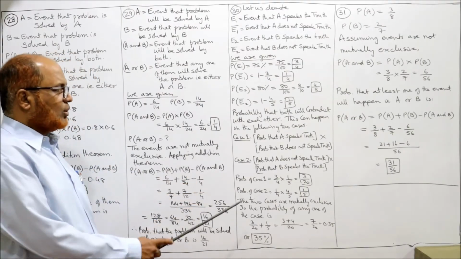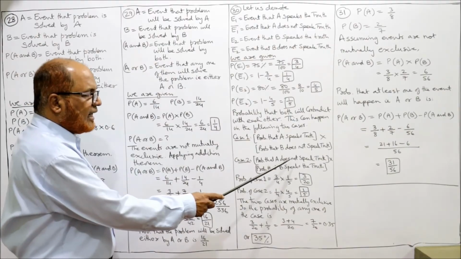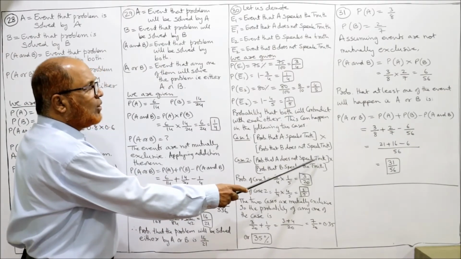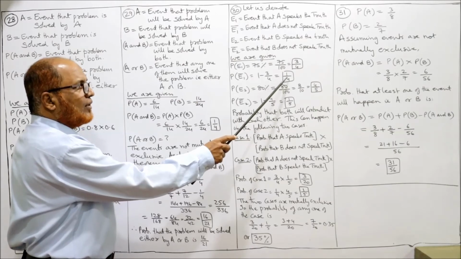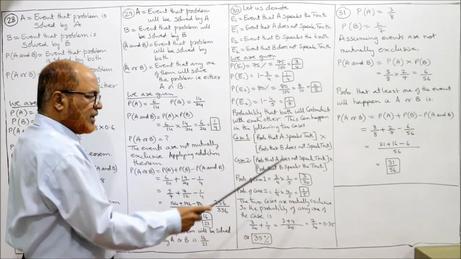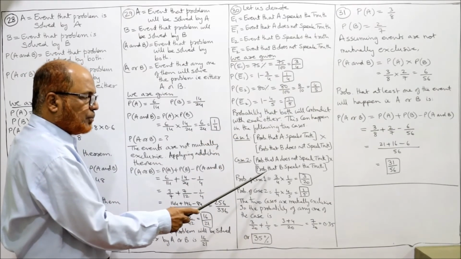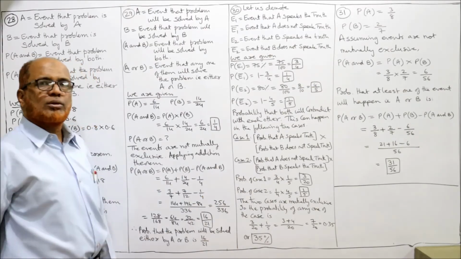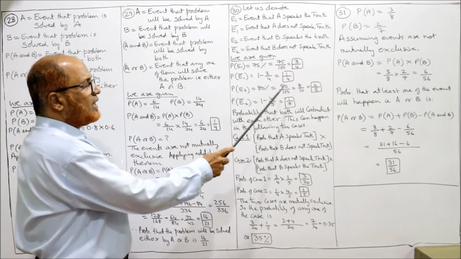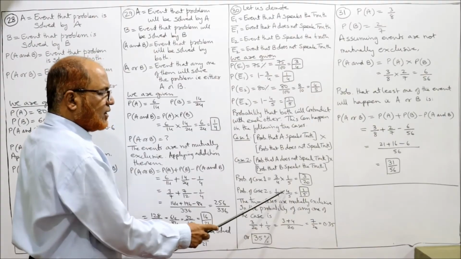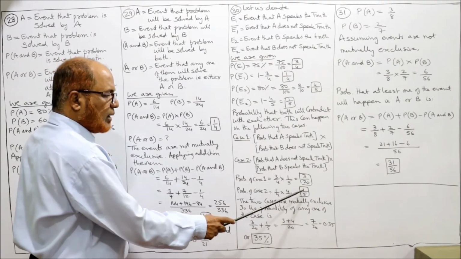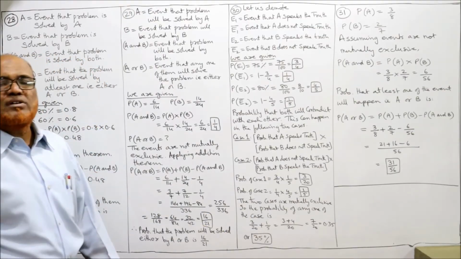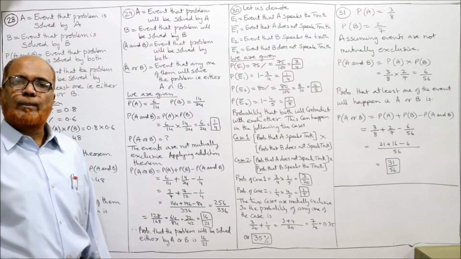Now case 2. What is happening in case 2? Probability that A does not speak the truth. What is the probability A does not speak the truth? 1/4. 1/4 is the probability A does not speak the truth, into the probability that B speaks the truth. What is the probability of B speaking the truth? 4/5. So 1/4 into 4/5, the 4 will get cancelled, 1 by 5. So 1 by 5 is the probability of case 2.